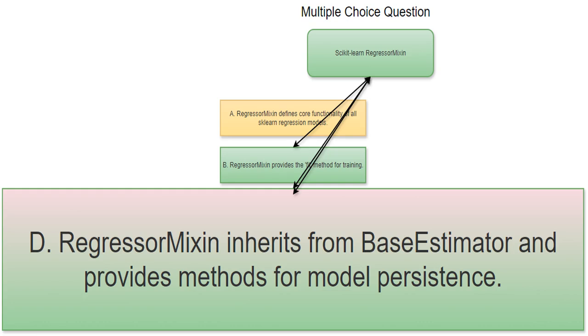This means RegressorMixin builds upon the functionality of Base Estimator, a foundational class in Scikit-Learn, inheriting its features. One key inherited feature is model persistence. I can save and load my trained model, which is incredibly useful.